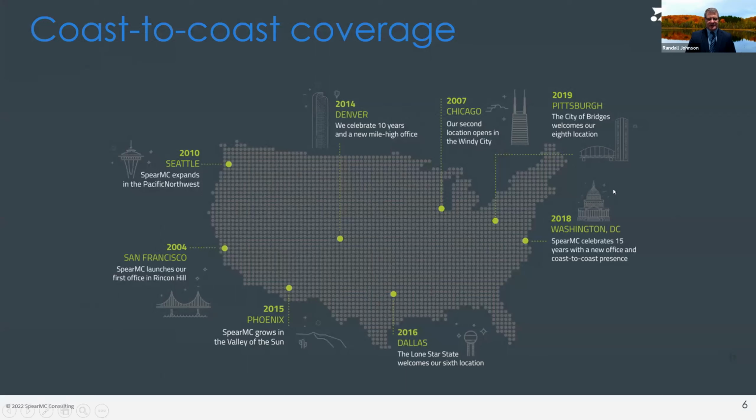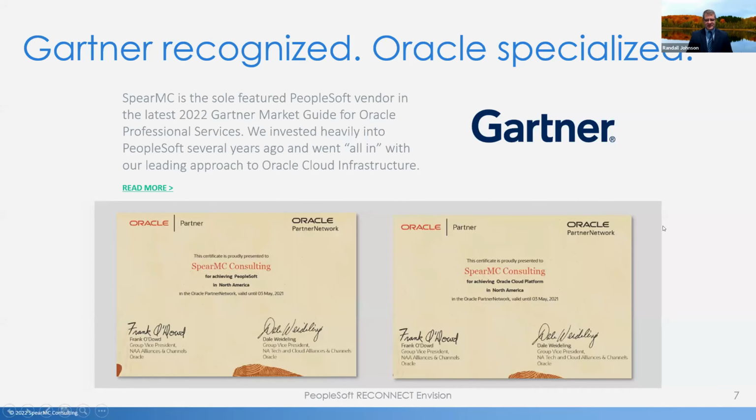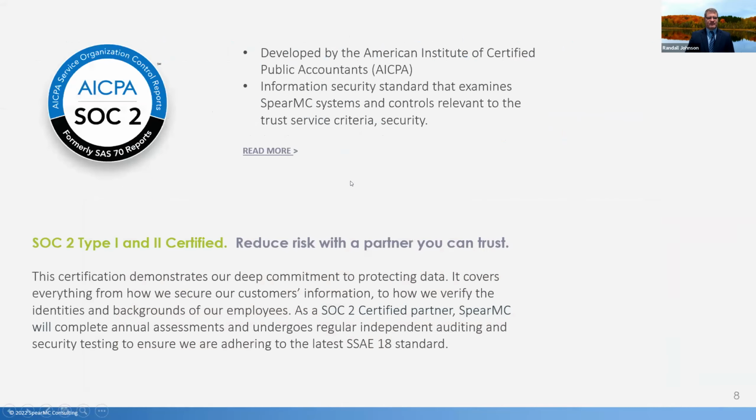That's where we are. We've got offices in every continental US time zone with clients in other parts of the world as well. We're very excited about being recognized 2 years in a row now by Gartner for our expertise in PeopleSoft, right? So they understand our expertise in PeopleSoft and our ability to migrate PeopleSoft customers onto Oracle Cloud Infrastructure for basically IaaS or platform as a service, along with some managed services. And we're the only PeopleSoft partner that made this designation.